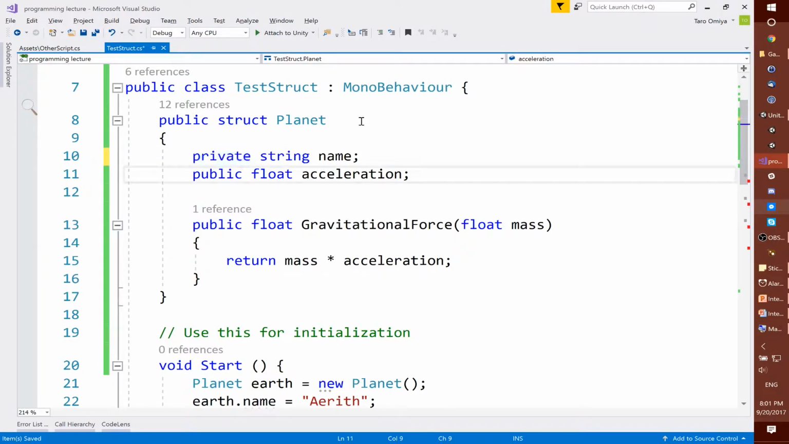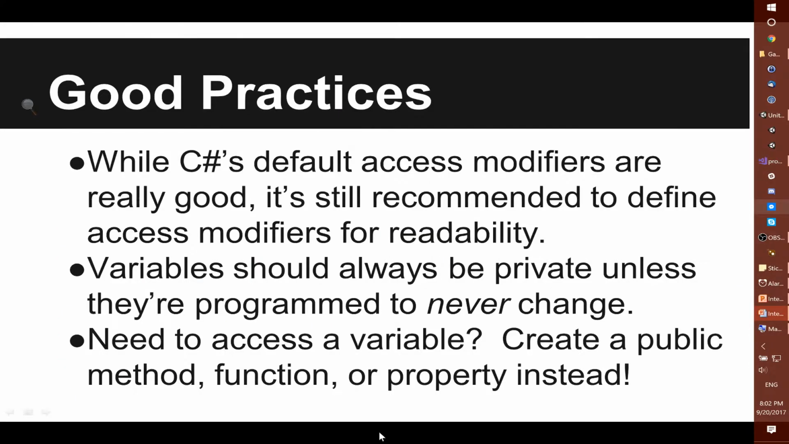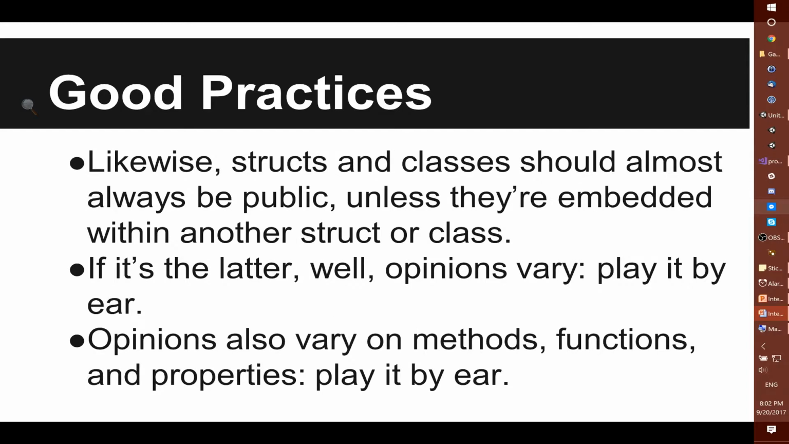There are a lot of really good reasons not to make it public. So here I'm showing what a good practice is. If you need to access a variable, create a public method, function, or property instead to allow you to actually set and get that variable. Likewise, structs and classes should almost always be public unless they're embedded within another struct or class.